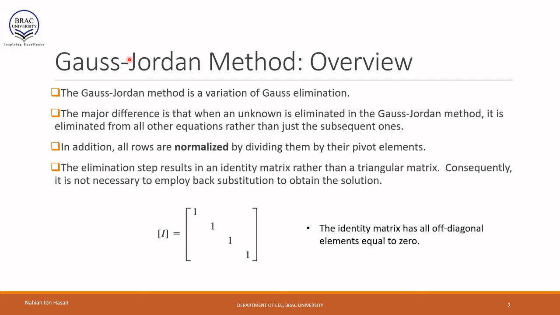So what is the difference here? We do not just eliminate all the terms below the principal diagonal, but we also eliminate the elements above the principal diagonal. As a result, except for the principal diagonal, all the elements of the matrix will be zero, will vanish. And that's the difference between the Gauss-Jordan method and the Gaussian elimination method.